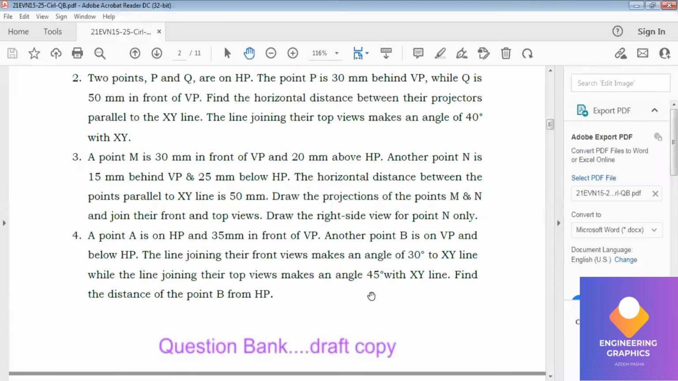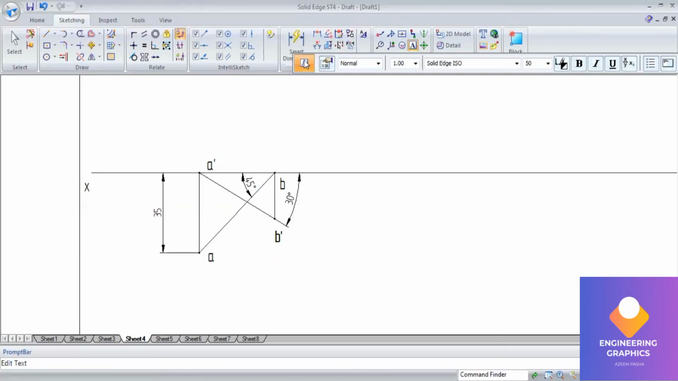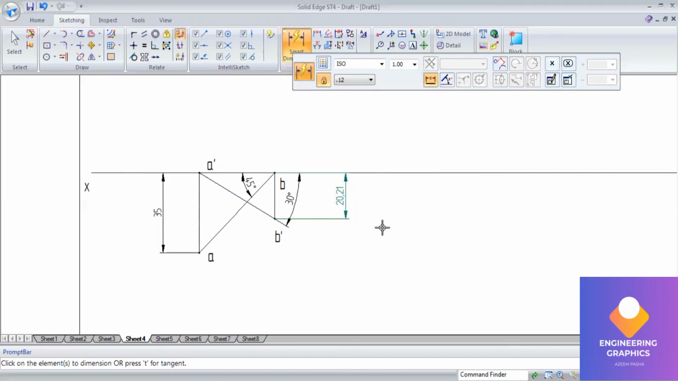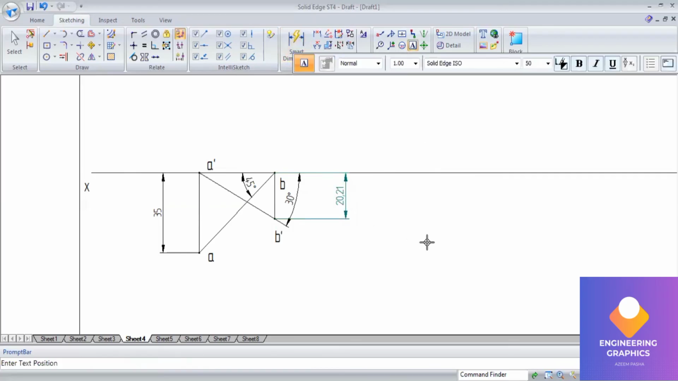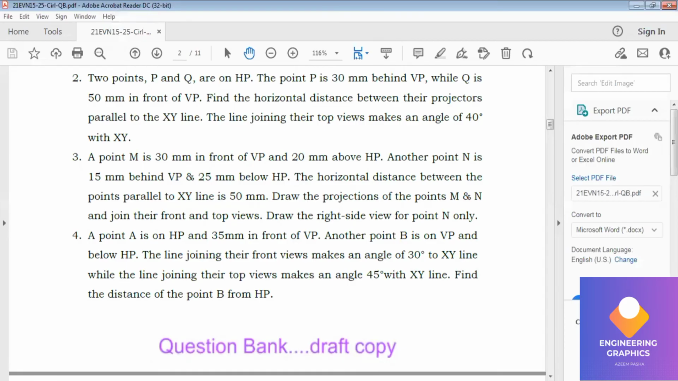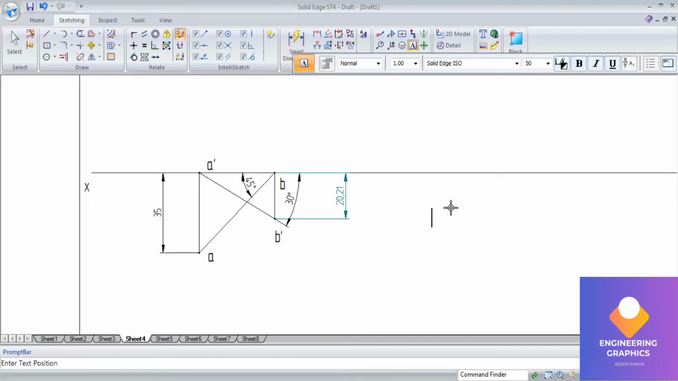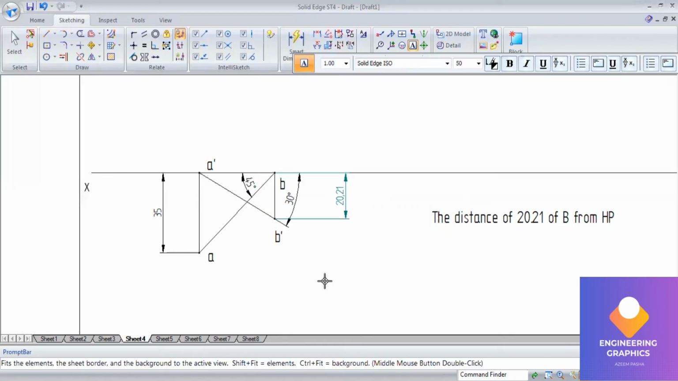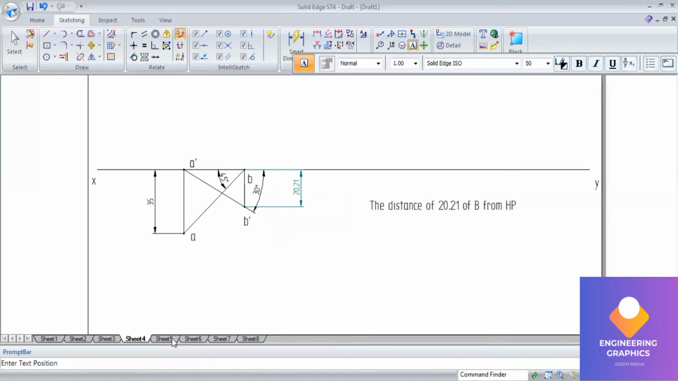Okay, that's what we have to find out. Find the distance of the point B from HP. So using smart dimension, it is at a distance of 20.21. The distance of point B from HP is 20.21. So this completes the problem number 4. Okay, in the same way I'm going to complete the problem number 5.